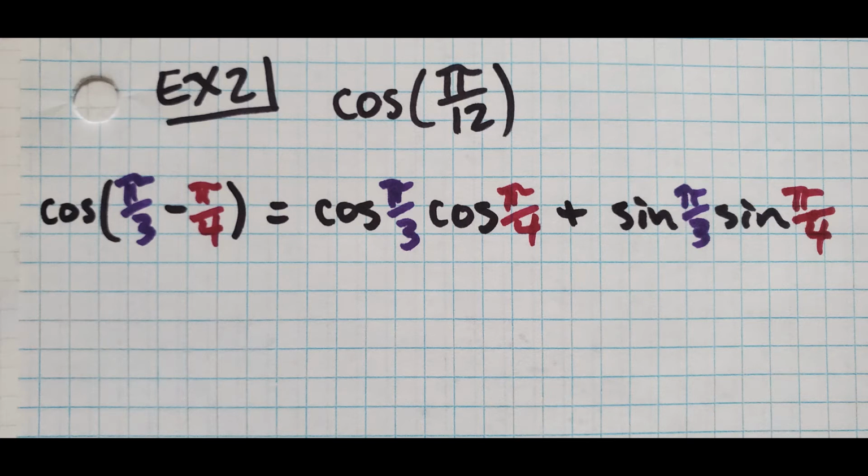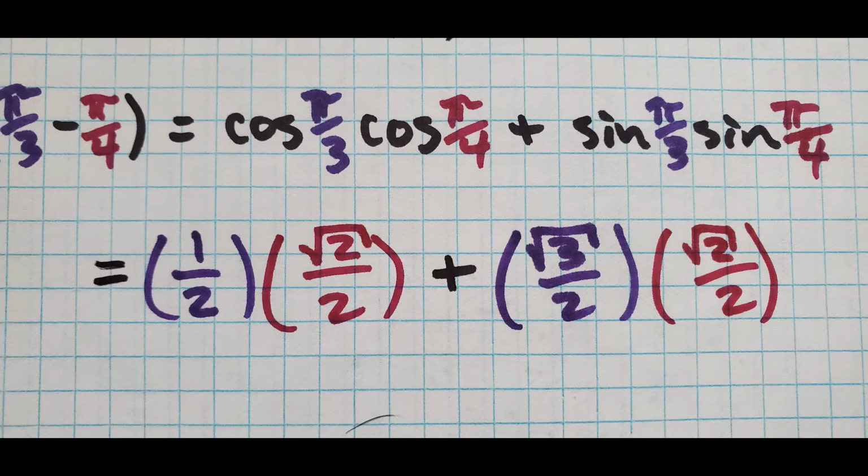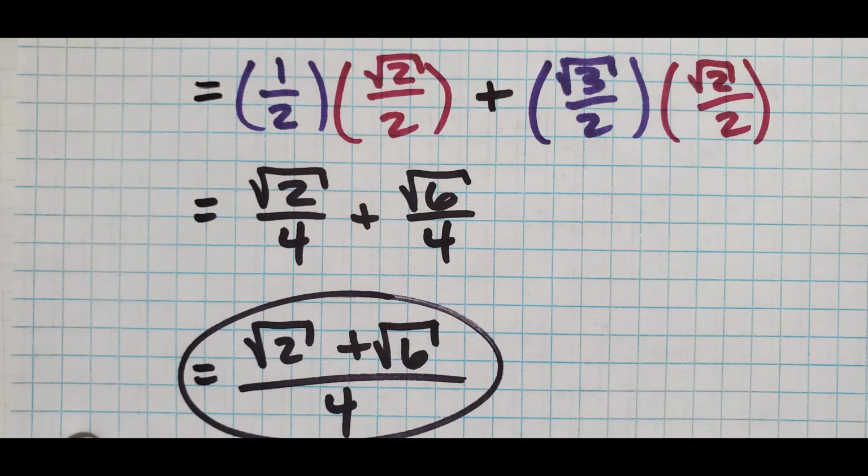We look at our unit circle, or in my case, what I did is I went on to Google Images and I searched for unit circle chart, and it gives you this. So this is really, really quick and easy to use. But if you like using a unit circle, that's cool too. So this is what I get for all of those. Multiply tops and bottoms, we get that. Add the tops and put it over 4, so we get square root of 2 plus square root of 6 over 4. And that's our answer.